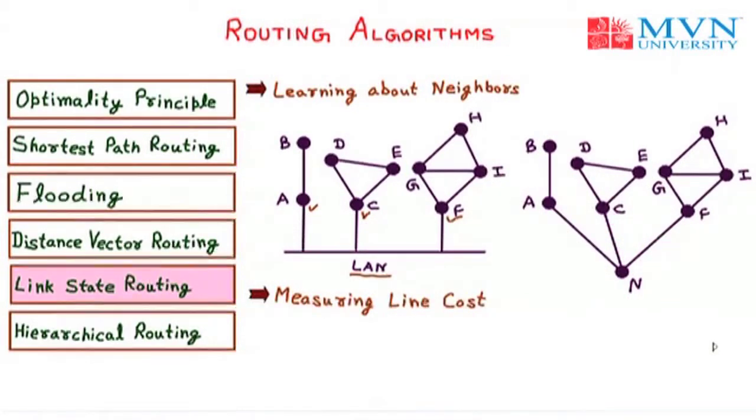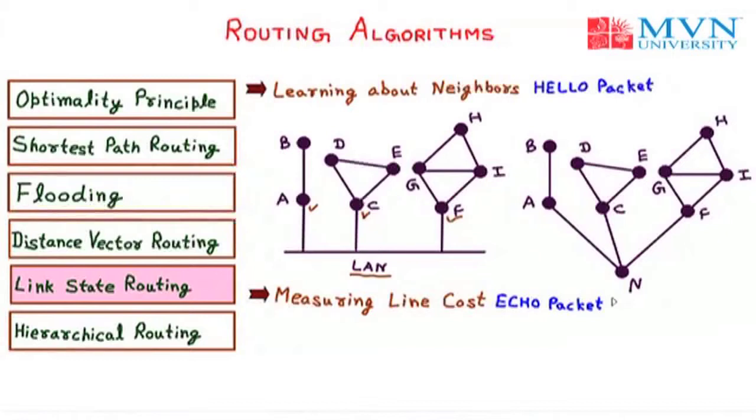Now the next step is measuring line cost. The link state routing algorithm requires each router to have a reasonable estimate of the delay to each of its neighbors. To determine the delay, it sends over the line a special echo packet that the other side is required to send back immediately. In the first step of learning about neighbors, we used the hello packet, and for measuring line cost we will use the echo packet. The echo packet is used to find out the distance to the neighboring node.